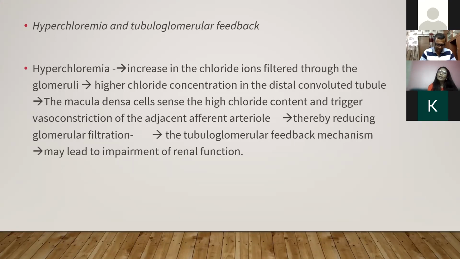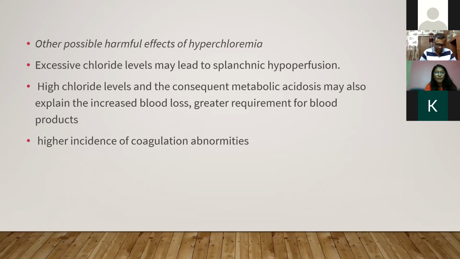The other important factor that has been described in further studies, as I'll be going to, is the renal dysfunction associated with normal saline. When there is hyperchloremia, increased chloride ions are filtered through the glomeruli. The distal convoluted tubule senses this increased chloride load, which is sensed again by the macula densa. This macula densa then triggers vasoconstriction of the adjacent afferent arterioles, and hence there is a reduction in GFR, leading to renal dysfunction.